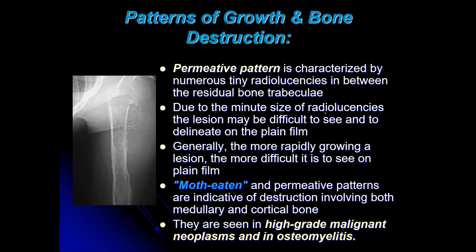Look at this picture, look at the medullary cavity. See the small lesions. From outside you see that the tumor has penetrated the cortex and you see the hair-on-end appearance. The vessels become perpendicular to the cortex and they form bone around it. Due to the minute size of radiolucencies, the lesion may be difficult to see and to delineate on the plain film. Generally, the more rapidly growing a lesion, the more difficult it is to see on plain film.